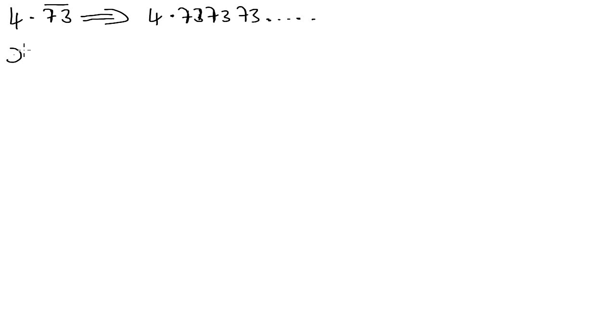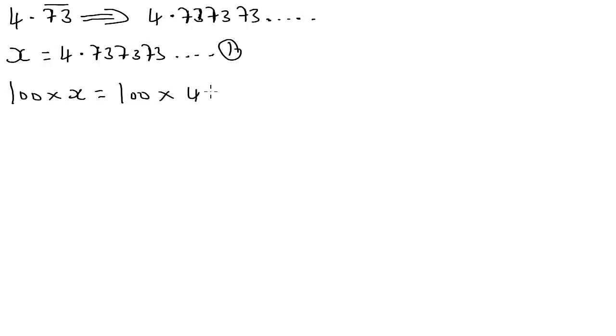The first step is to let x be equal to the recurring decimal 4.737373 repeating. If we denote that as equation 1, the next step is to multiply both sides by 100, because we have 2 digits to recall. So 100 multiplied by x will be equal to 100 multiplied by 4.737373 repeating.